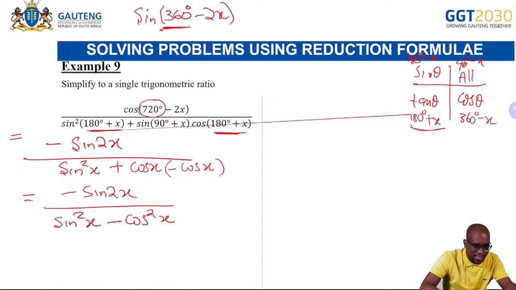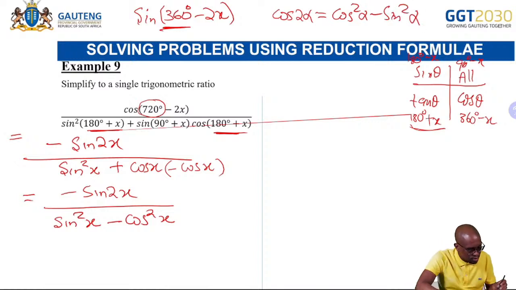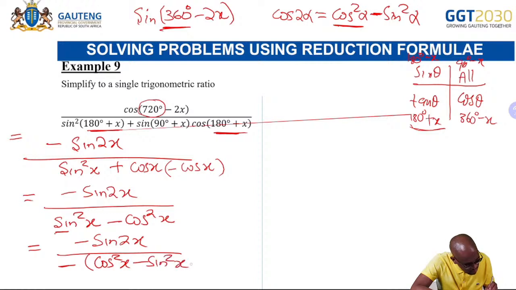Remember, with our double angles, we have cosine of 2 alpha, which is cos squared of alpha minus sine squared of alpha. So you can see here they started with sine. Sine is positive, so here sine should be negative. It's cos that should be positive. So we are going to use the method that we used last time: minus sine 2x. We factor out a negative, we get cos squared of x minus sine squared of x.